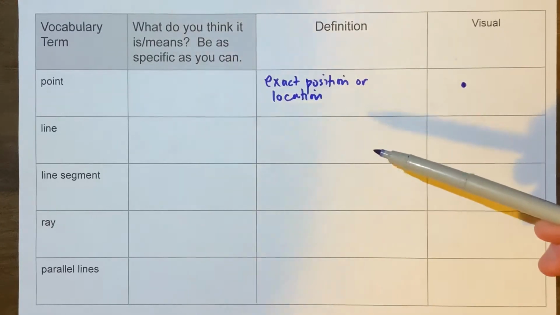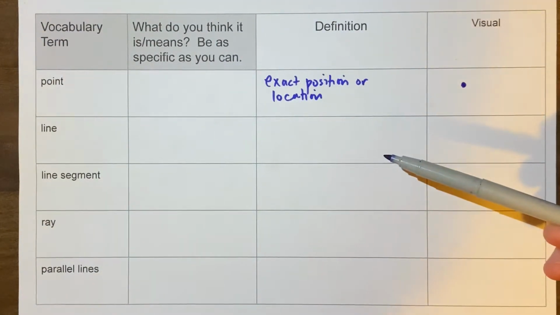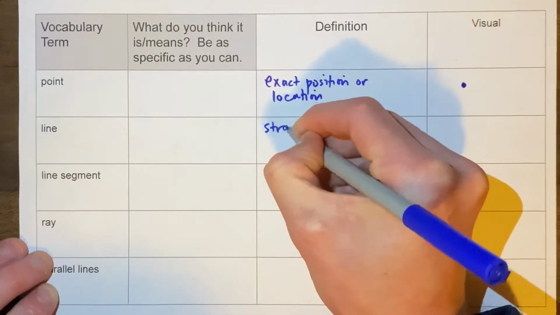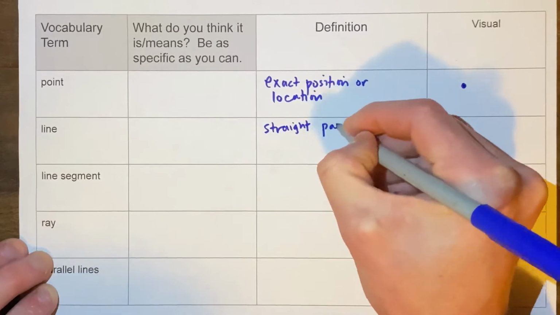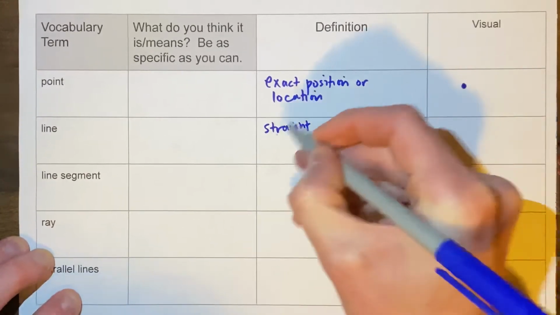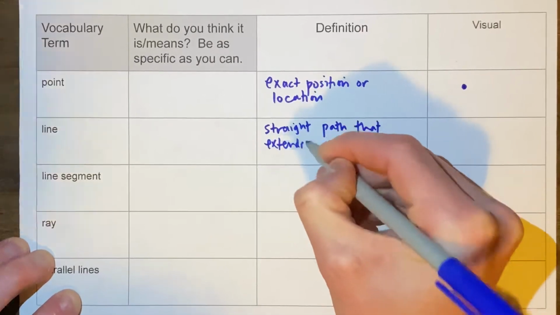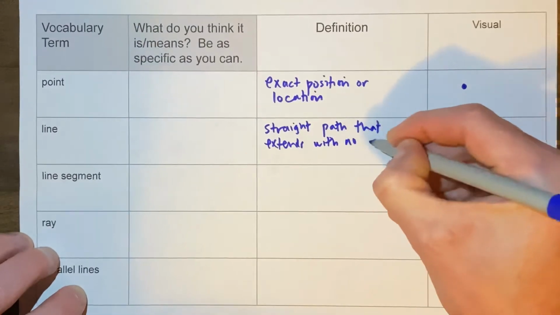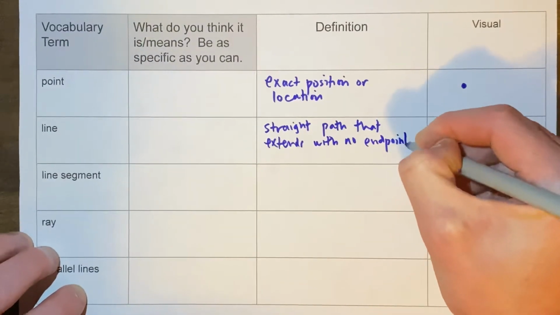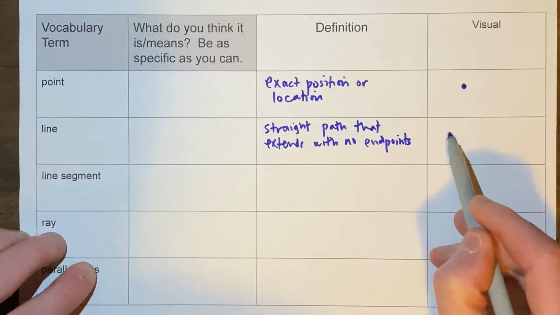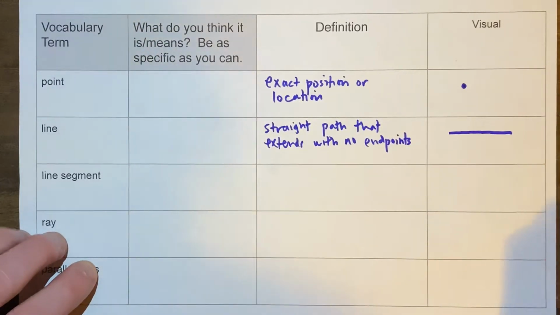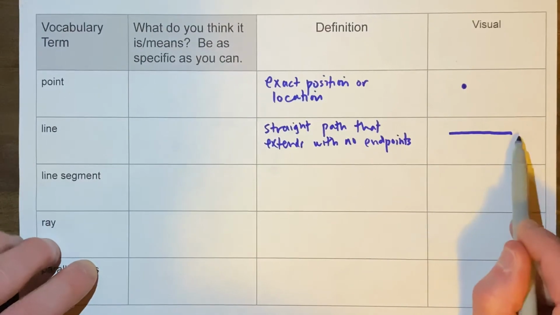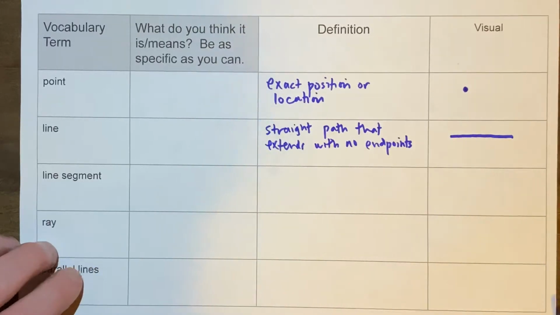Okay. To move on, a line is a straight path that extends in both directions with no endpoints. So it's a straight path that extends with no end points. What this looks like is exactly what you think, a line. Okay, it extends, no straight path, no end points. So it can keep continuing and continuing.